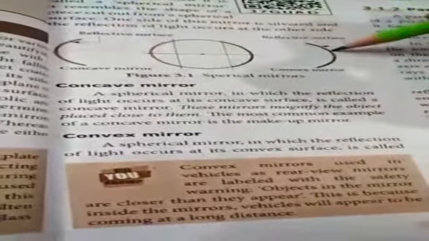Next we will move on to the convex mirror. A spherical mirror in which the reflection of light occurs at its convex surface. So this one is a convex mirror, and the reflection of light occurs at this surface. So what is the difference between concave and convex? The concave will be the inner faced mirror and the convex will be the outer faced mirror.